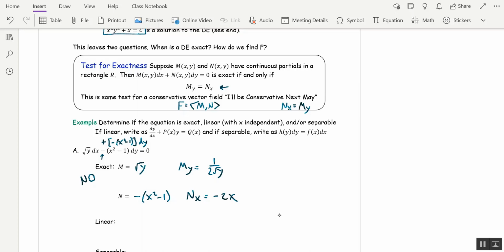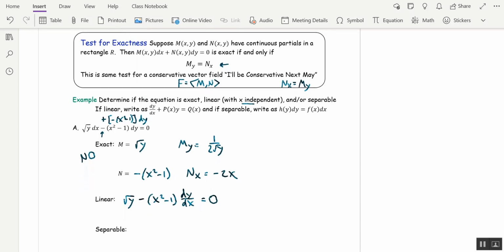Linear. We're going to determine if this is linear with x as the independent variable. So I'm going to divide this equation through by dx. Root y minus x squared minus 1 dy dx equals 0. I don't have to rewrite that or go any further. I can see this is clearly not linear because I'm not allowed to take the square root of y.